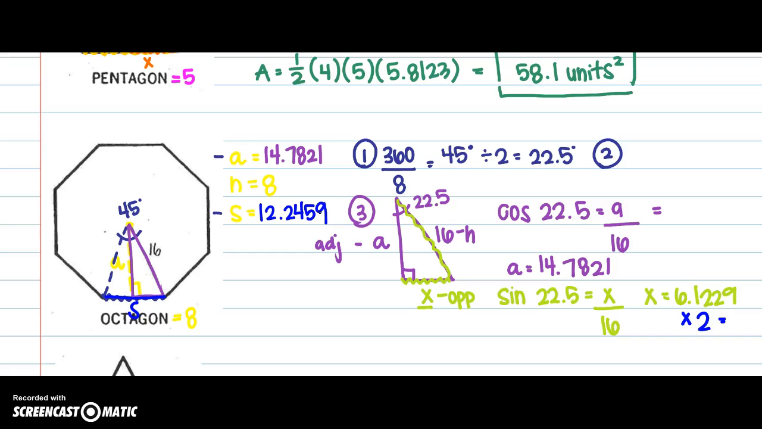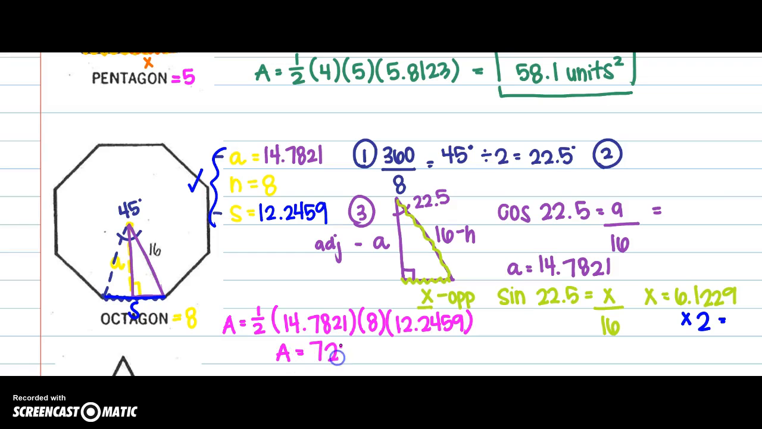Alright, so then, since I have all 3 things, now I'm ready to plug it into my formula. My area equals 1/2 times my apothem, times my number of sides, 8, times my side length, 12.2459. So when I do that, and again I'm rounding to 4 decimal places because that will give me the most accurate answer. My area is 724.1 units squared.